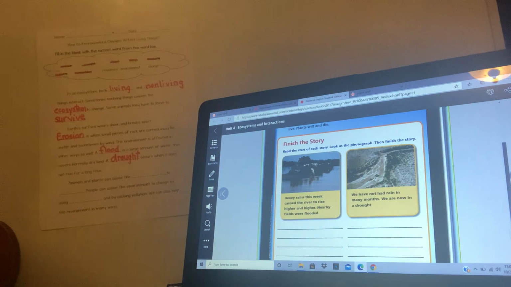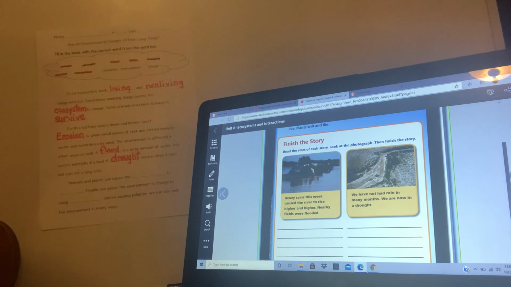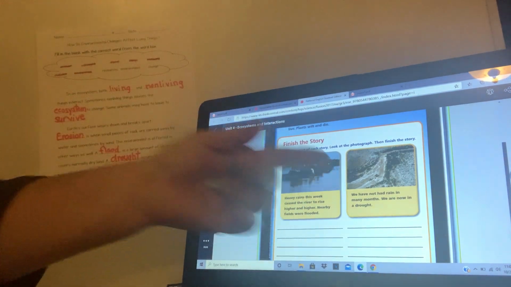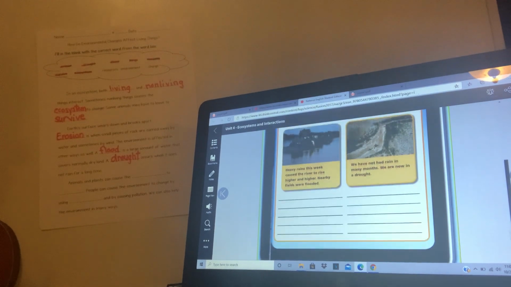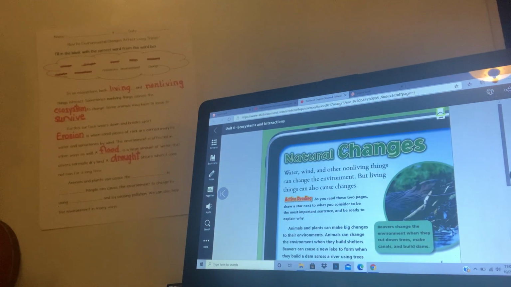And over here we have a paragraph that says, we have not had rain in many months. We are now in a drought. Look how dry that land is. I don't see any greenery. I don't see trees. I don't see plants, bushes. How would any animal survive on that? That's when they need to go and relocate and find a new habitat.